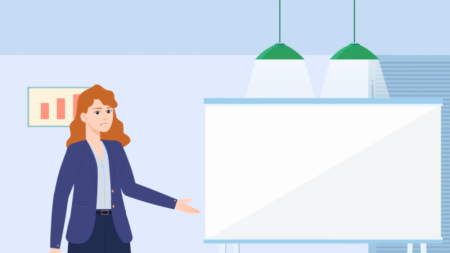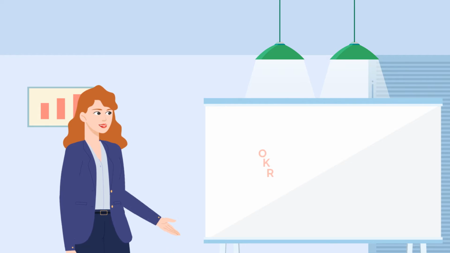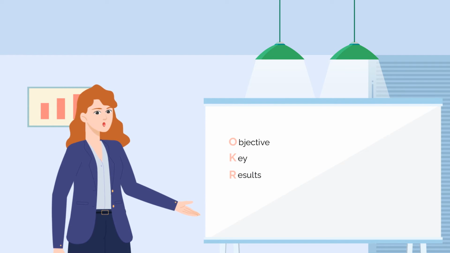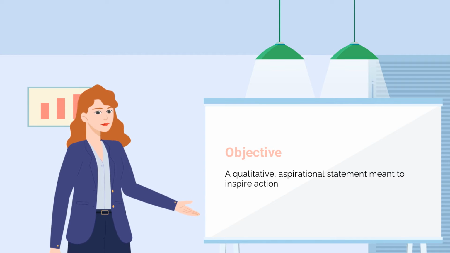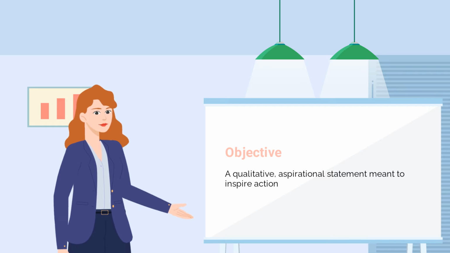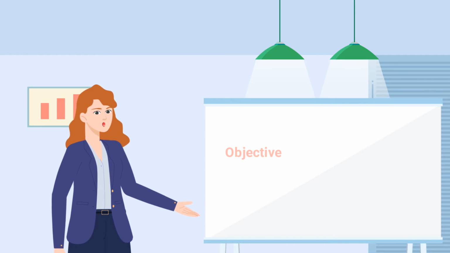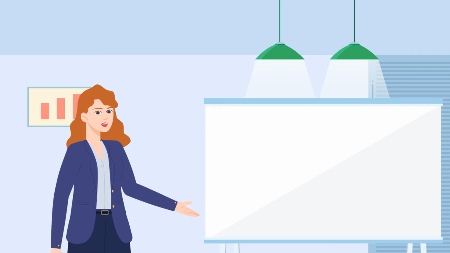First, we start with the basics. An OKR is made up of a single objective, or the O, and a set of 3 to 5 key results, the KRs. The objective is a qualitative aspirational statement meant to inspire action. It is the where you want to go. An objective's intent is to move the organization in a specific direction.